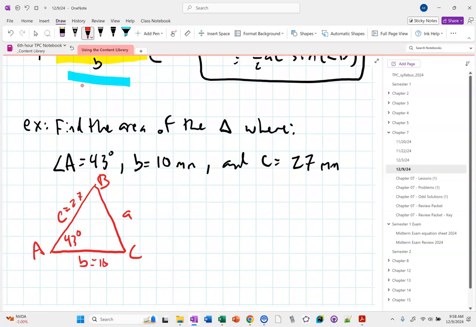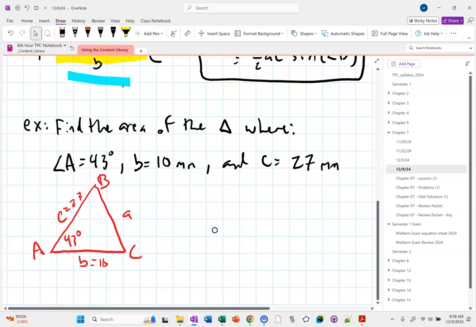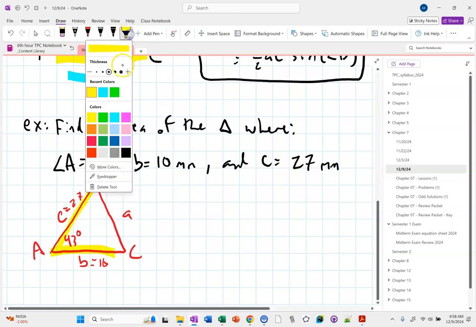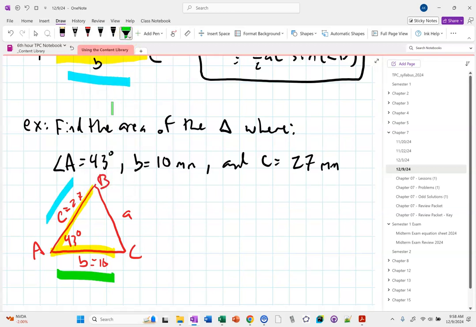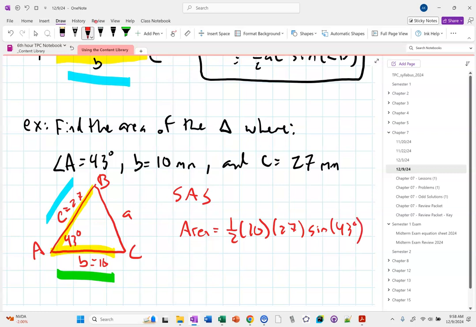Yeah, Josh. Sure. What do I observe here? The type of triangle. Side angle side. So I can just say then my area is equal to 1/2 times 10 times 27 times sine of 43. And I'm done, right? Just type it in my calculator and I'm good to go.